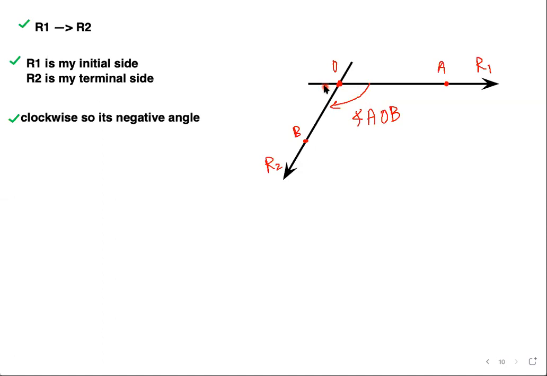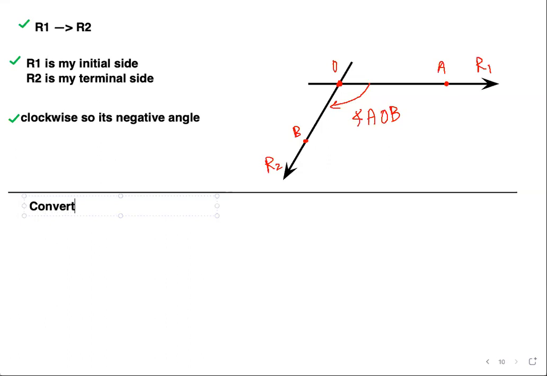Now, how can we convert between degree and radian? We have two kinds of angles: degree and radian. We have degree and, at the same time, radian. So we convert from radian to degree and from degree to radian. We have a small formula, and I will show you the formula. Convert between degree and radian.